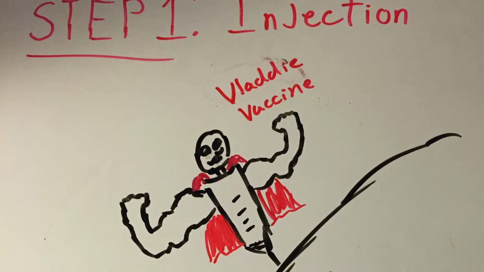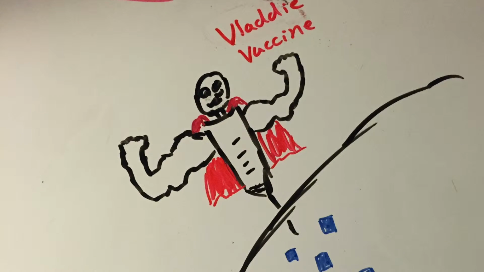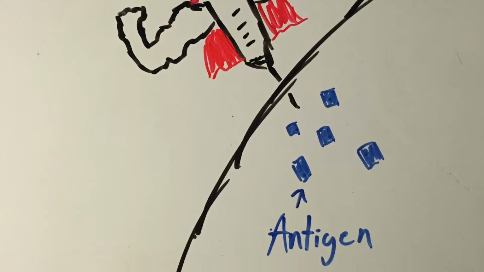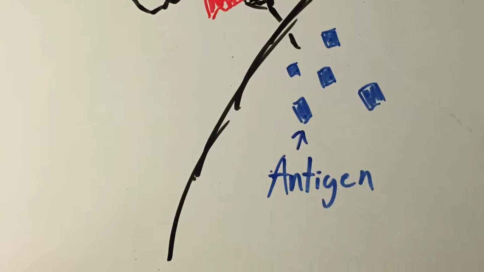Each vaccine is relatively safe with very rare severe side effects. To start, Vladi vaccine injects the antigen into the body. This is nothing to be afraid of since severe side effects are so rare and will ultimately strengthen your immune system.